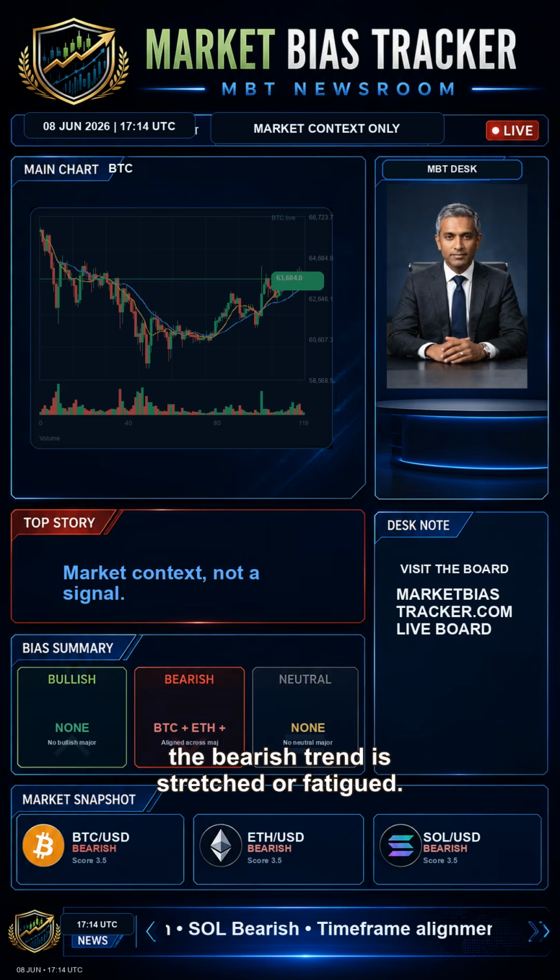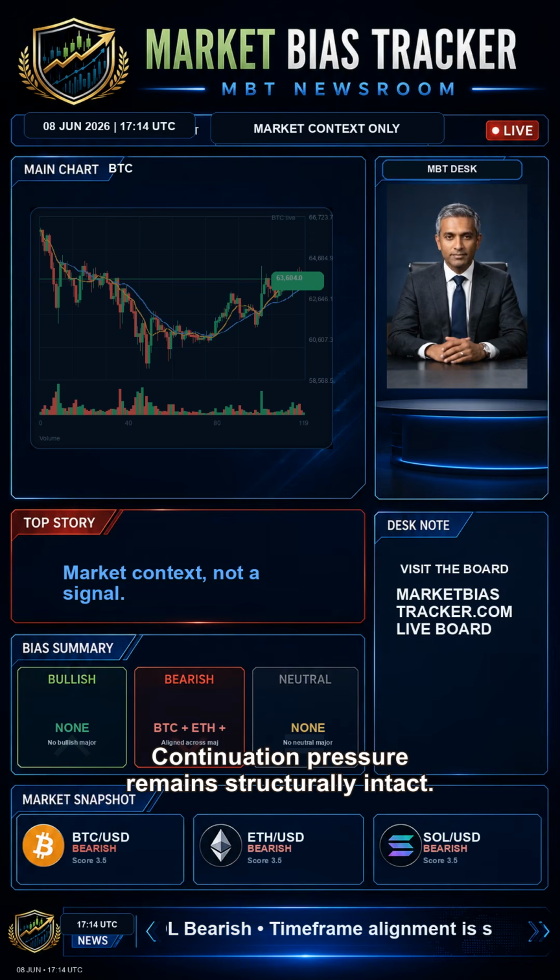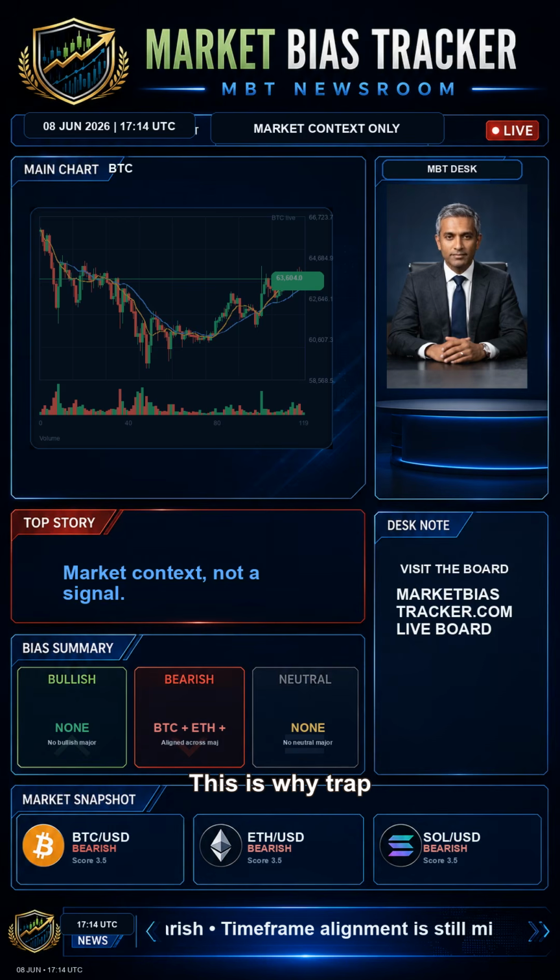Fifth, exhaustion risk and bounce probability are both reading low. There is no data here suggesting the bearish trend is stretched or fatigued. Continuation pressure remains structurally intact. This is why trap risk matters mechanically.